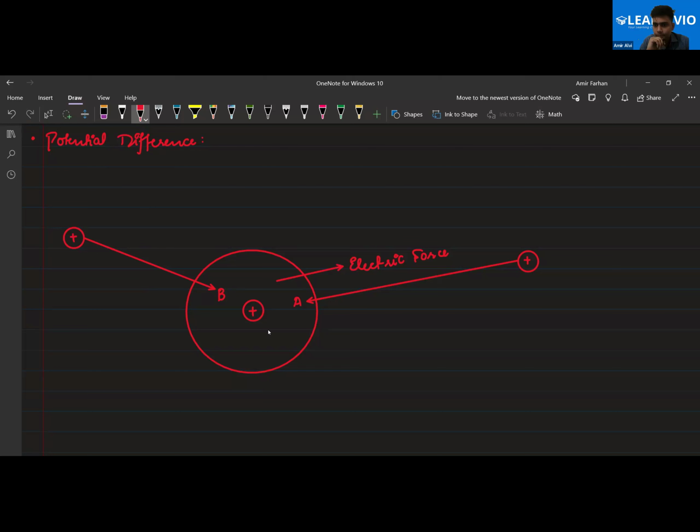Okay? So the energy being used. Yes. The energy that is exhausted during the work. That is called the potential. Okay. That's great. So let me write down the definition over here. The potential difference between point.